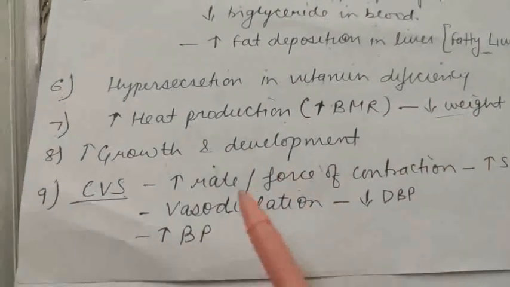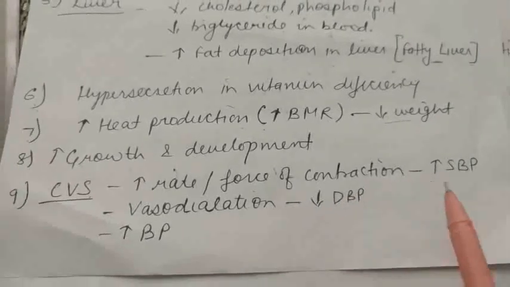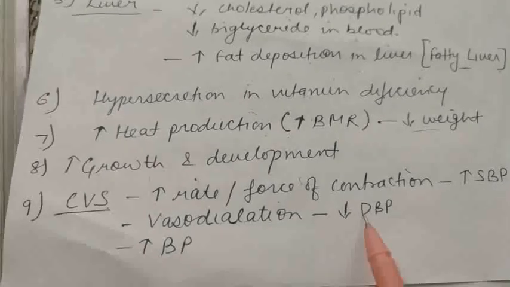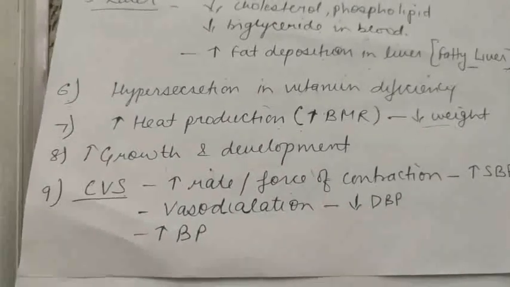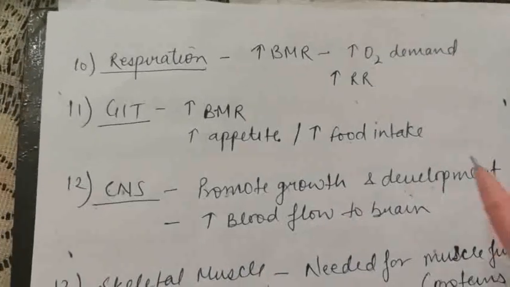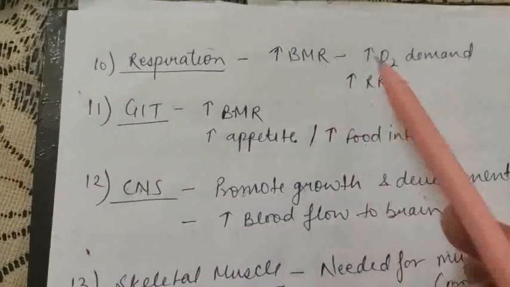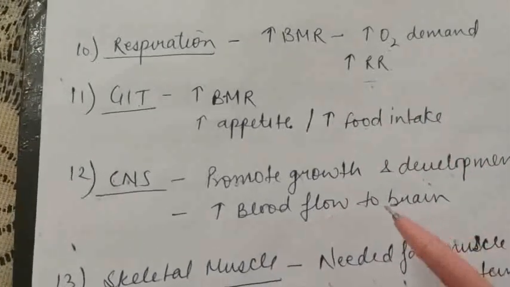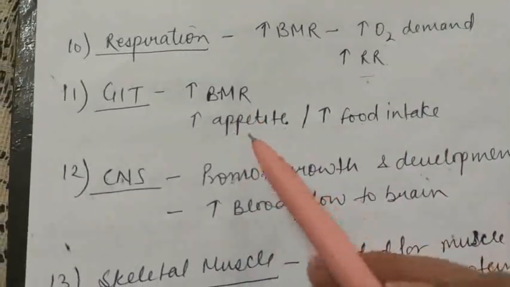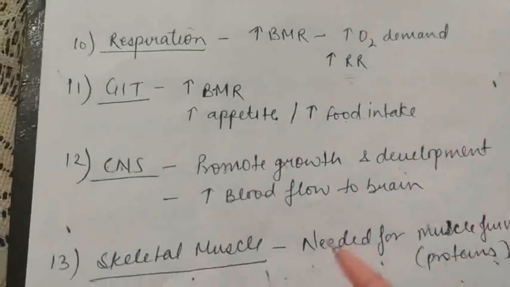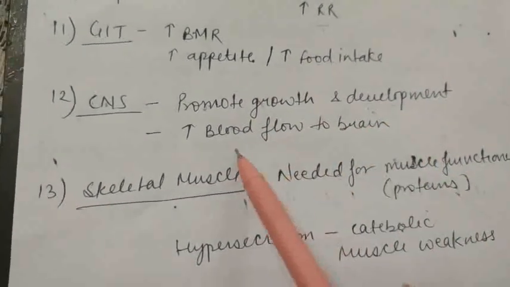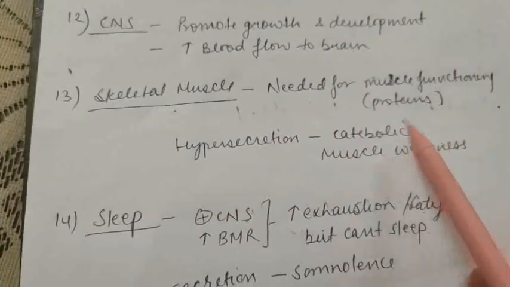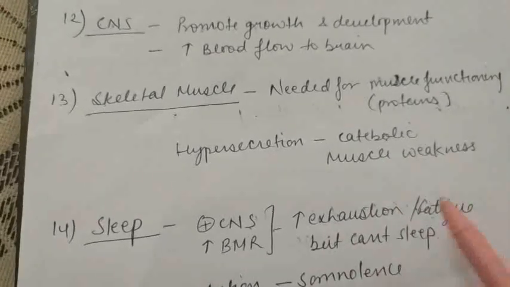In CVS, it increases the rate and force of contraction, increasing systolic blood pressure. It also causes vasodilation, so it decreases DBP, diastolic blood pressure. In respiration, it increases the BMR, so there is more oxygen demand, and that's why there is an increase in respiratory rate. In GIT, increased BMR means we have more appetite, more intake. In CNS, it promotes growth and development and increases blood flow to the brain. In skeletal muscle, it is needed for muscle functioning proteins. Hypersecretion can be catabolic and causes muscle weakness.